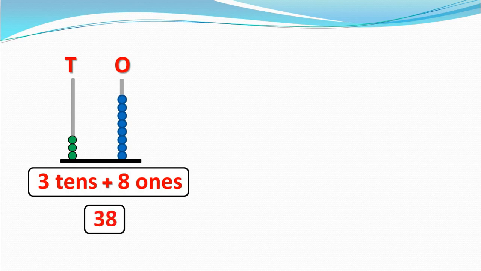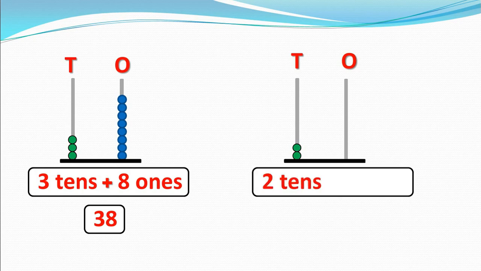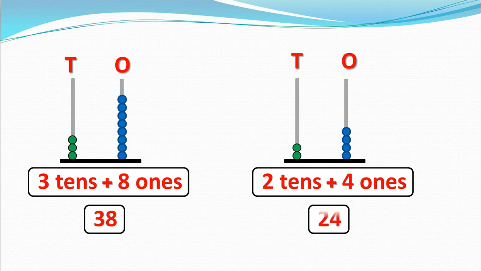In this abacus, tens rod has 1, 2 beads, which means 2 tens. And ones rod has 1, 2, 3, 4 beads, which means 4 ones. So 2 tens and 4 ones makes 24.